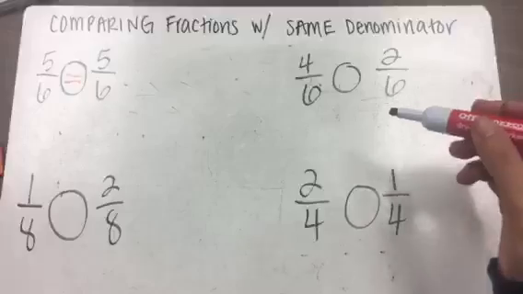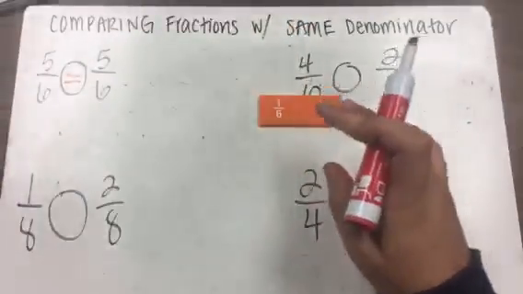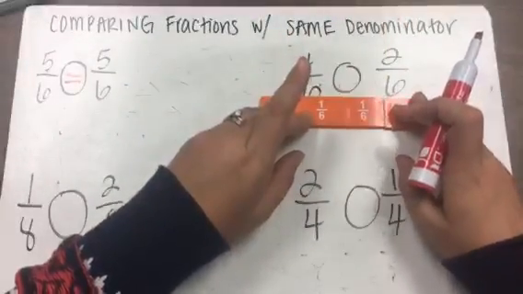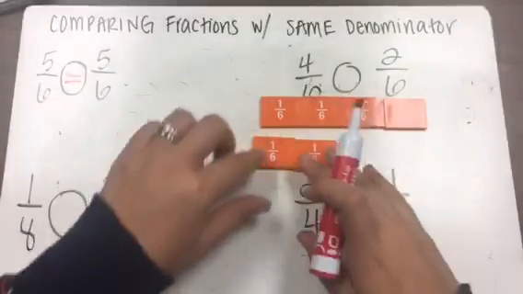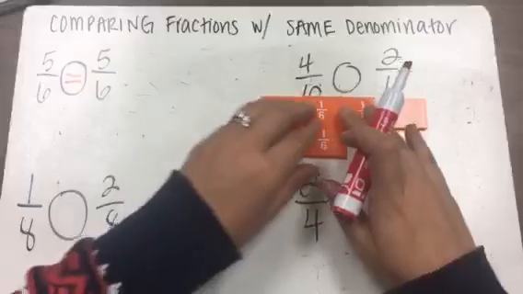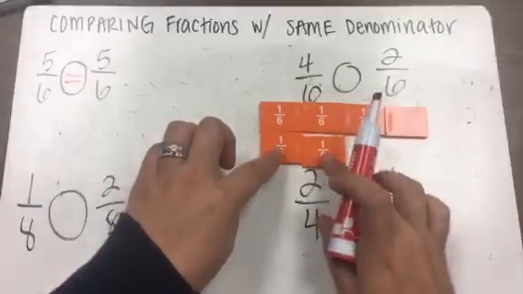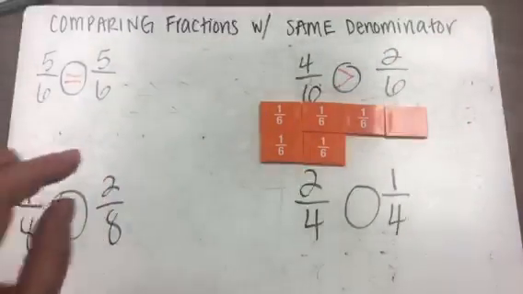Over here, we have 4/6 and then we have 2/6. So 4/6 is greater than 2/6. So the alligator eats the bigger number.